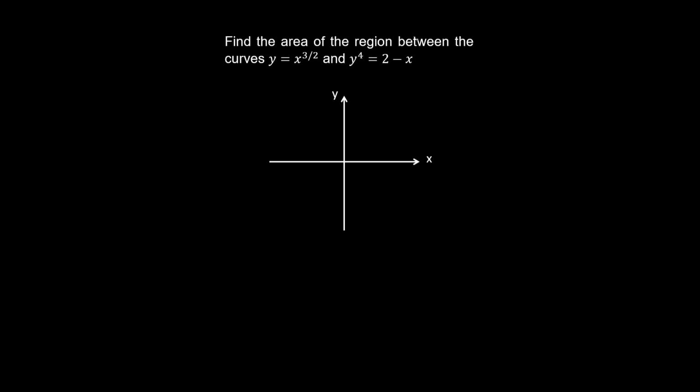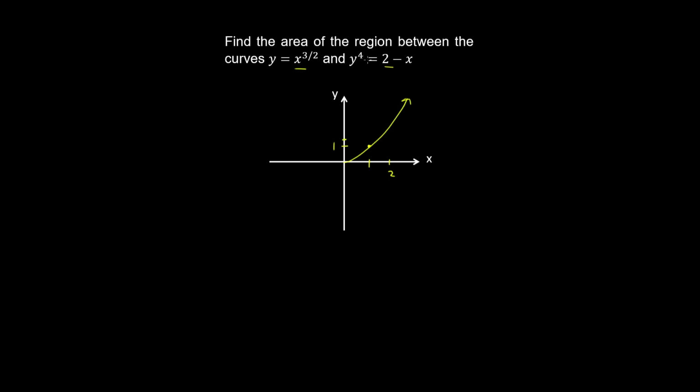Let's find the area of the region between these two curves. So for the first curve, it looks like a parabola. And for the second curve, if we set x equals 2, y equals 0, and if we set x equals 1, both curves pass through the point 1, 1. So therefore this is an intersection point. And if we set x equals 0, then y equals 2 to the quarter, which is around 1.2.